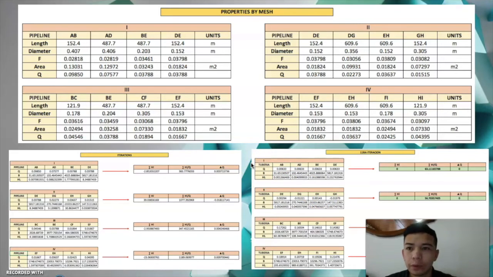Now the corresponding pressure is calculated in each section, which my partner Andres will explain perfectly. Okay.